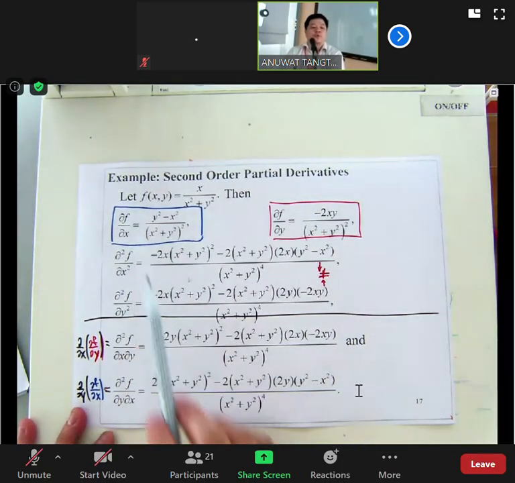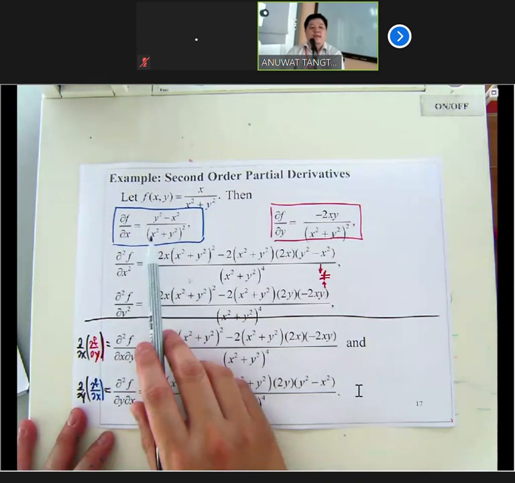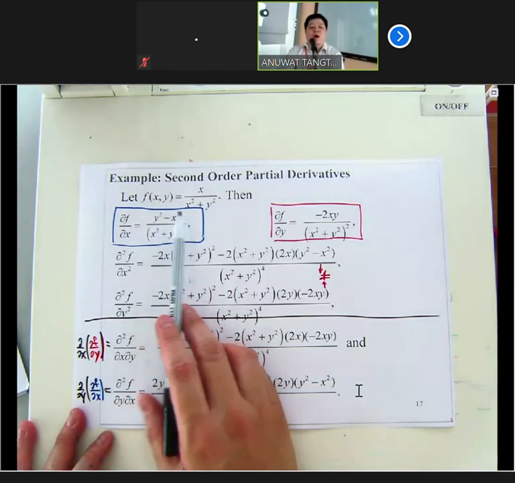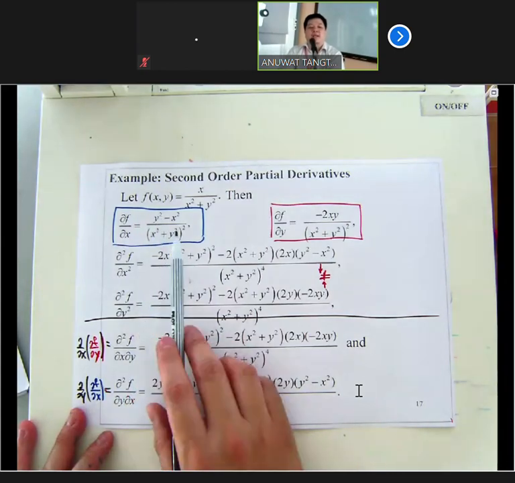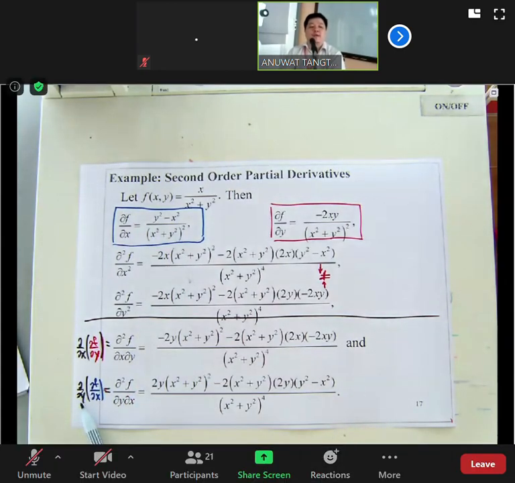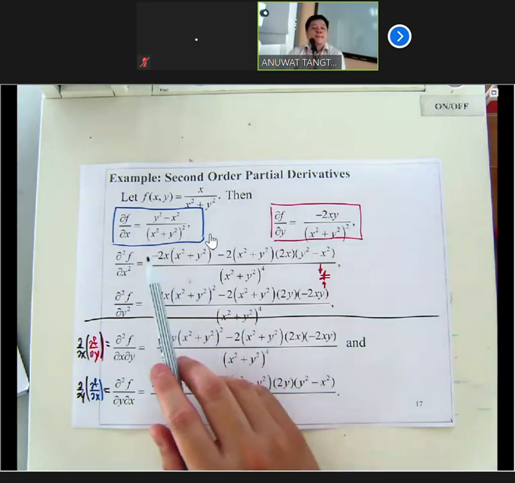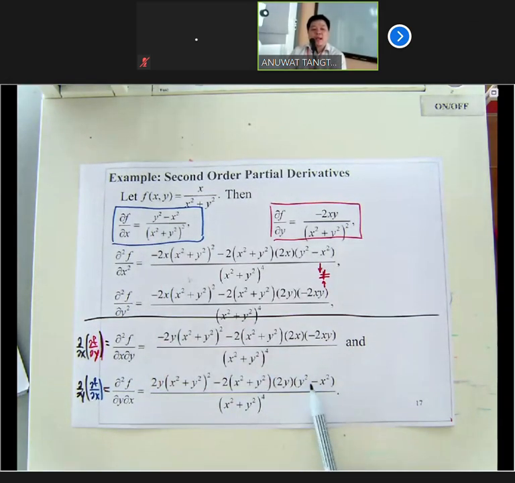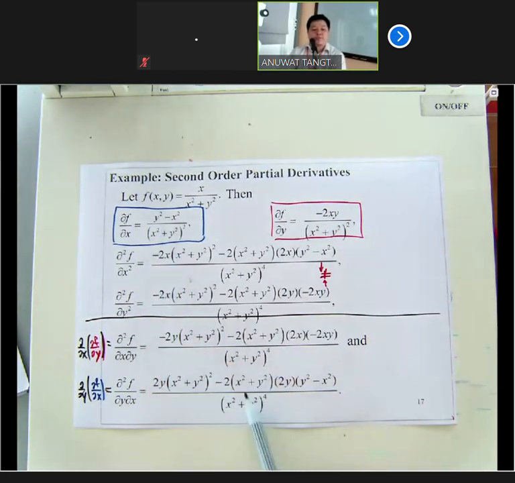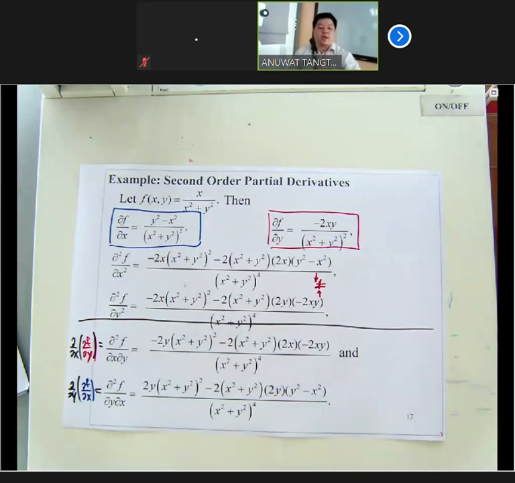Again, we use the quotient rule, v and then du. When we differentiate y squared minus x squared with respect to y, dy squared becomes 2y, dx squared becomes 0, because we differentiate with respect to y. So this becomes plus 2y. And minus u, y squared minus x squared there, and then dv. We differentiate this with respect to y. It becomes 2 of x squared plus y squared, and when we differentiate x squared plus y squared with respect to y, we get 2y there. Now, we have checked that this is correct.